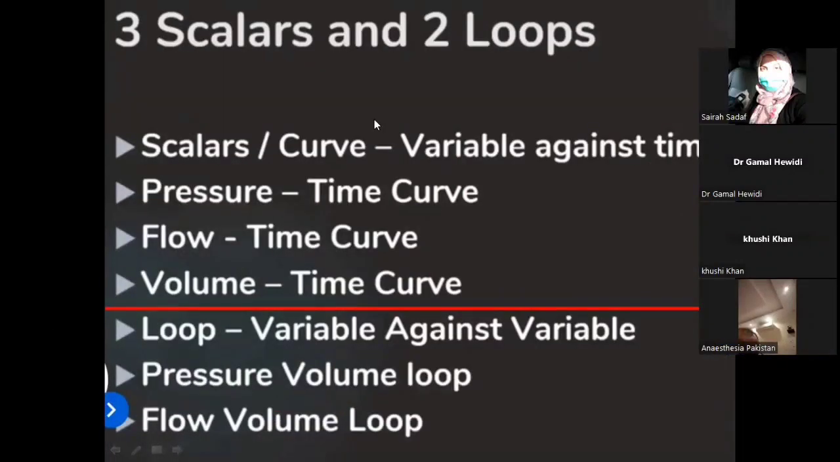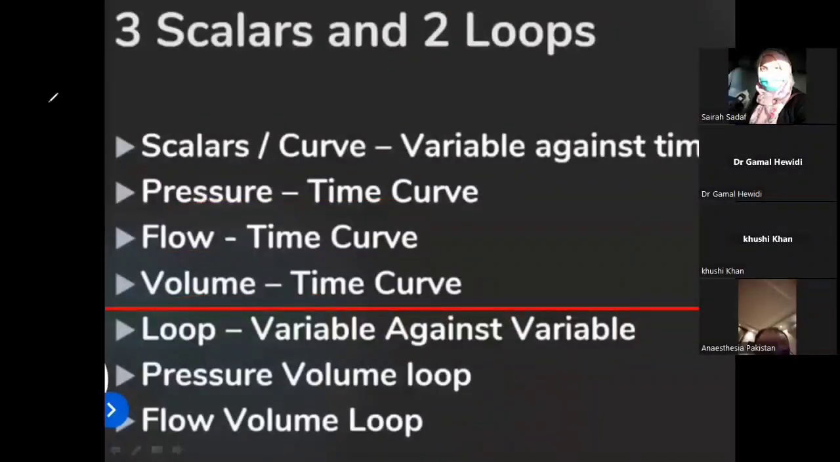What we have here now are 3 curves and 2 loops. Which 3 curves? I have shown you in the first diagram the pressure time curve, then the flow time curve, and then the volume time curve. While the loops, we have the pressure volume loop and the flow volume loop. All right, got it?